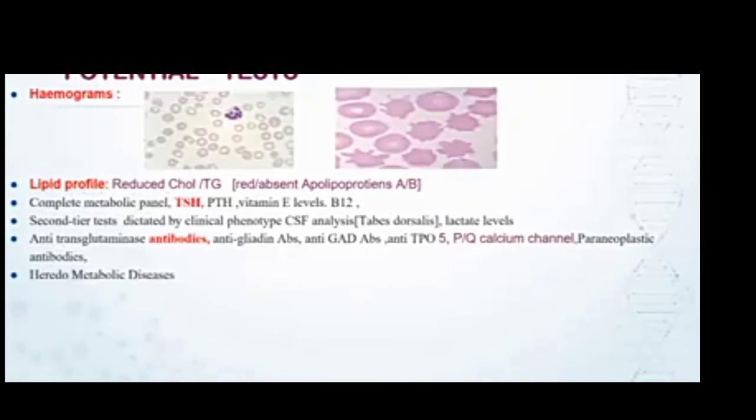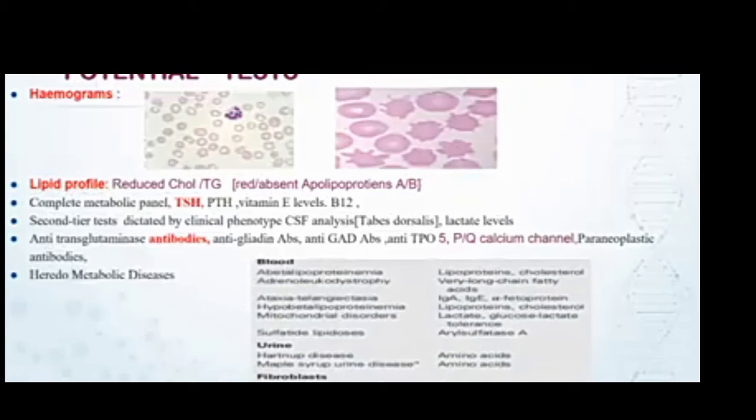Now, the second line tests are usually guided by the clinical phenotype, like CSF analysis, which is usually done to confirm tabes dorsalis. Lactates are done for the mitochondrial diseases. The autoimmune panel should include anti-transglutaminase or anti-TTG2, anti-endomysial antibodies. Those are usually done to rule out the gliadin-related problems, that is the gluten ataxic problems, which are treatable by diet restriction. While anti-GAD65 antibodies help to rule out some diseases which have an overlap with stiff person syndrome. They can have some cerebellar ataxia. Now, Lambert-Eaton is identified by the calcium channel antibodies, and there is a panel for paraneoplastic antibodies. Now, heredometabolic disorders are usually not very common. Next slide.